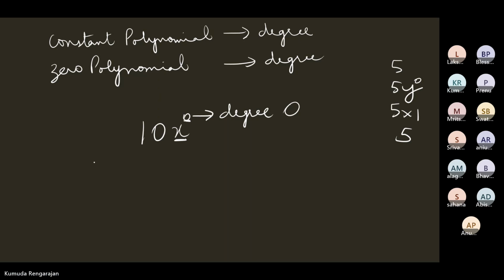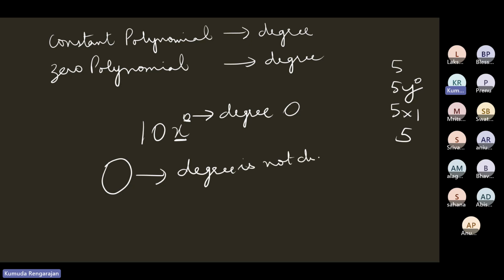Now, for 0, the 0 polynomial, degree is not defined. Is not defined meaning it is not one answer. When do we say it's not defined? If the answer is not unique. Now, when we divide 10 by 2, the quotient is 5. So it's defined. When we divide 11 by 3, you get 3 and 2 by 3. It's defined.